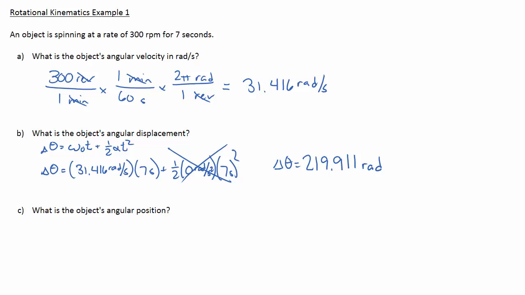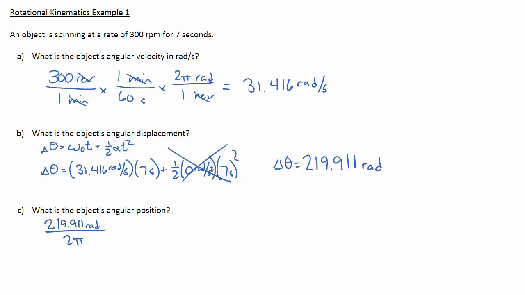For part C, then, the angular position. What I'm going to have to do is figure out how many full turns this object has completed in this amount of radians. So if I take the 219.911 radians, I'm going to divide that by 2 pi. And that will give me the amount of revolutions that this has taken. Just be careful in your calculator. Make sure that you put parentheses around 2 pi when you're dividing. Otherwise, you'll divide by 2 and then multiply by pi, and you won't end up with the right answer.